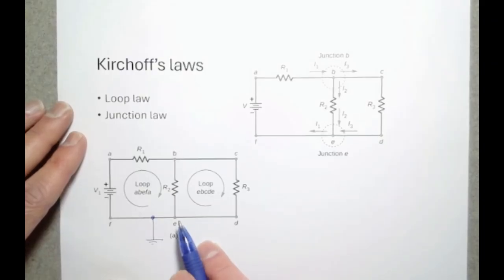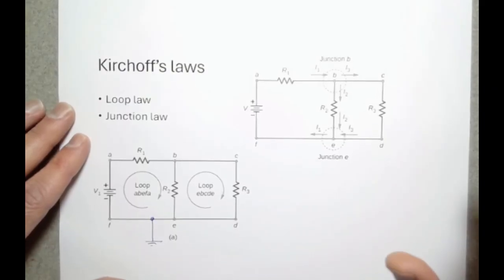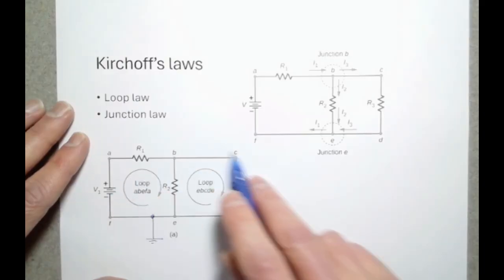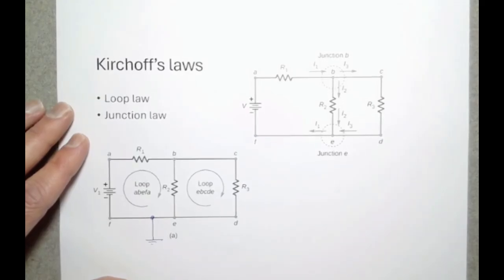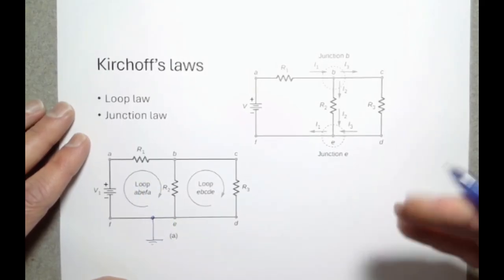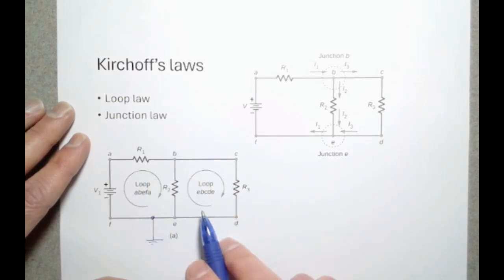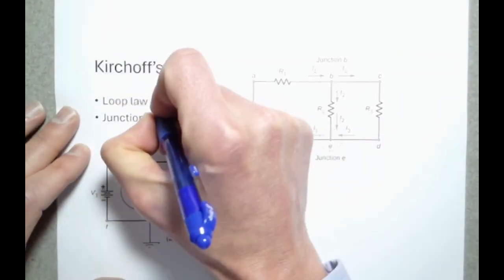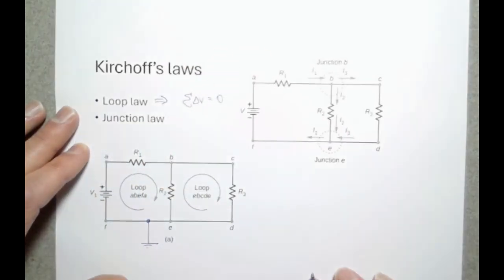So here's my recommendation: you just stick to the small loops. For example, I would do this little loop and that little loop. Don't go around outside. It's a much more systematic and robust analysis if you just go around the interior loops, however many those are. And just remember that the loop law says that the sum of the voltages is equal to 0 as you go around that loop.